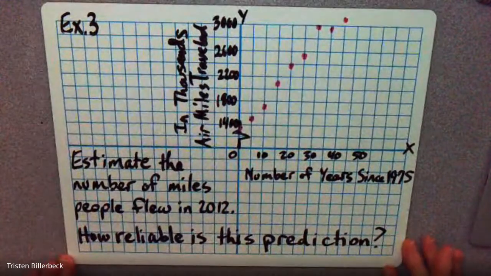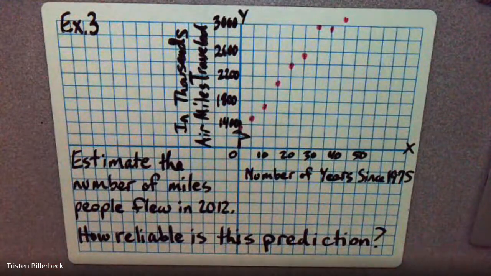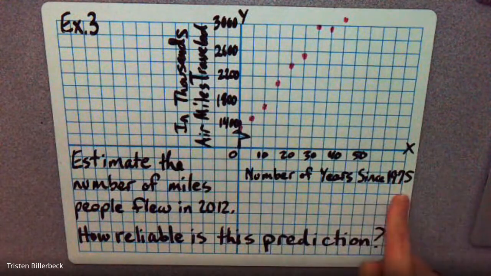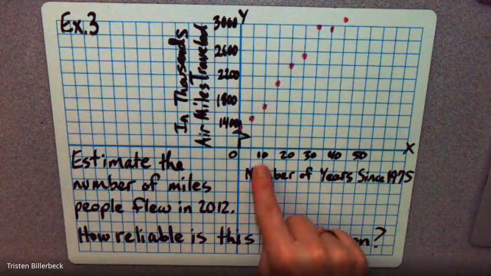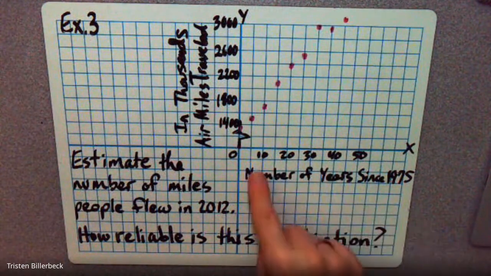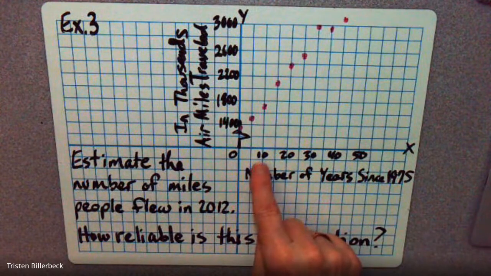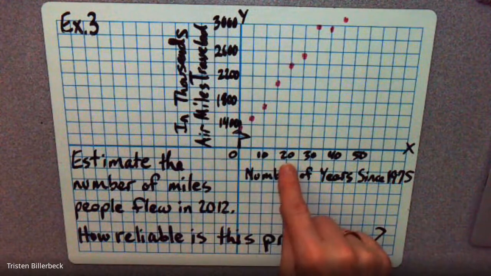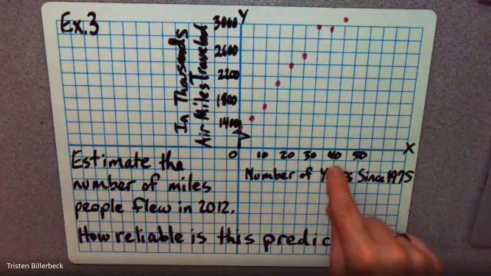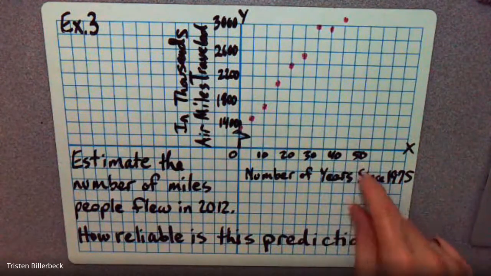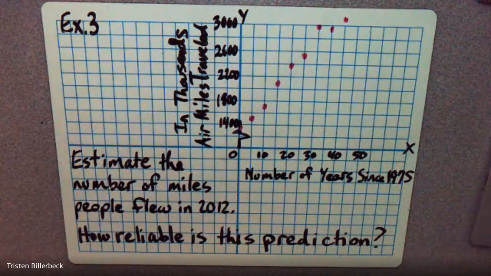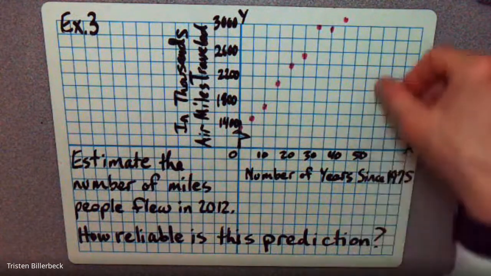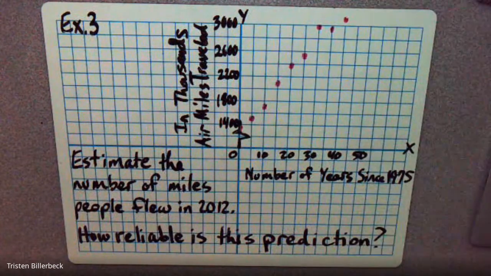All right, so in this one we have air miles traveled in thousands, and number of years since 1975. This is pretty classic. Number of years since 1975, so this isn't year 10, year 20, year 30. It's 10 years after 1975, so that's 1985. That's 1995. That's 2005. That's 2015. And that's 2025, which obviously there's no data because we're not there yet.